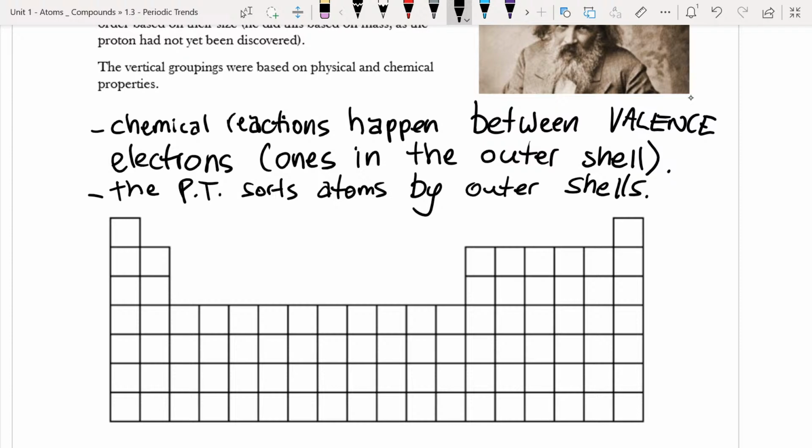Because this is how I want you to think of the table right now. Don't worry about the individual elements. I want you to think about what this tells us about an atom. And really, the location on the periodic table tells us two things.